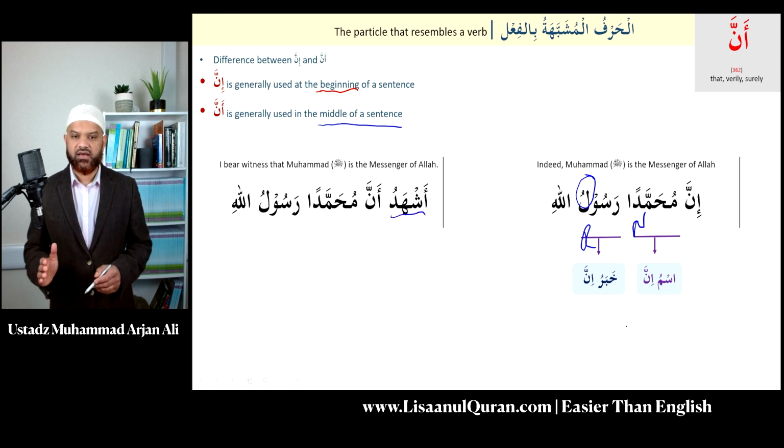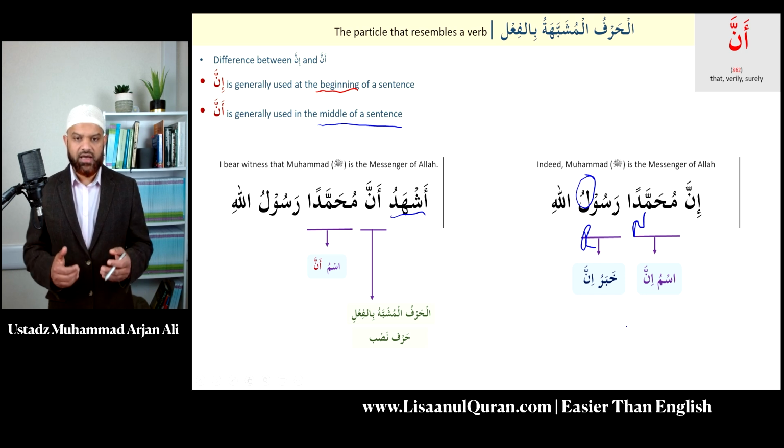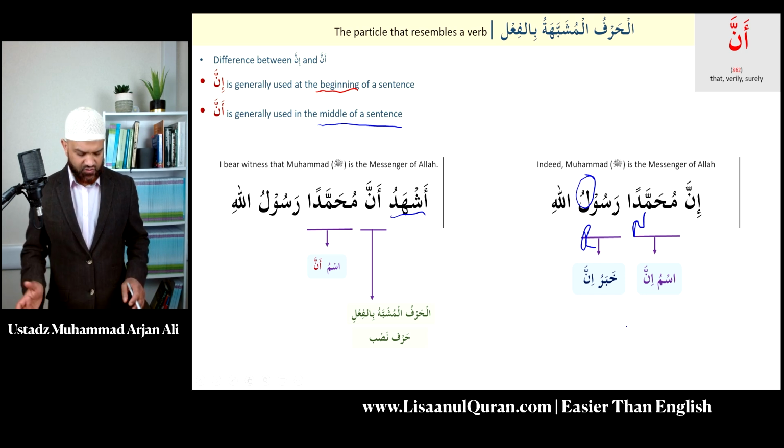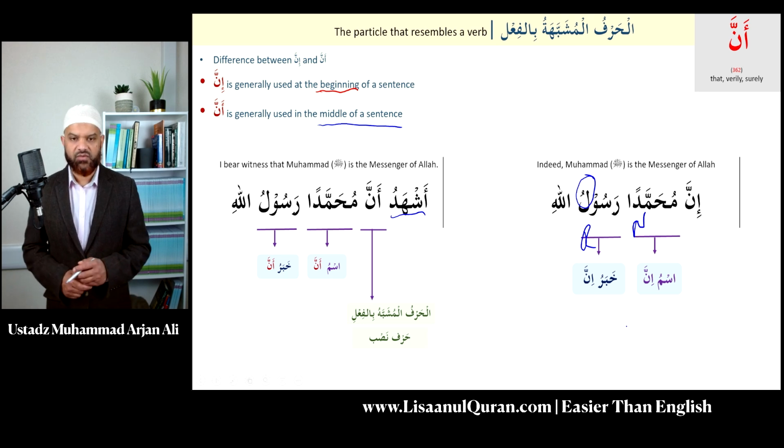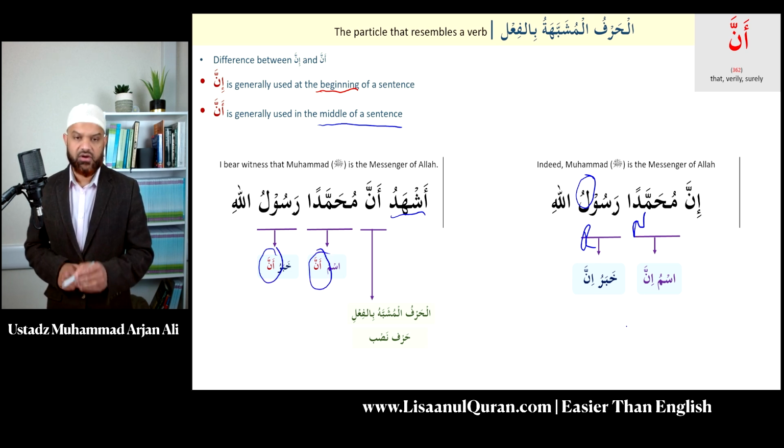And then we have anna. So what is happening with anna? Anna is your harf of nasab. And therefore, Muhammadan. Ashhadu anna Muhammadan. And of course, the rest you should know already. Rasulullahi, and that will become your khabar of anna. So please note, this is the ism of anna, and this is the khabar of anna.